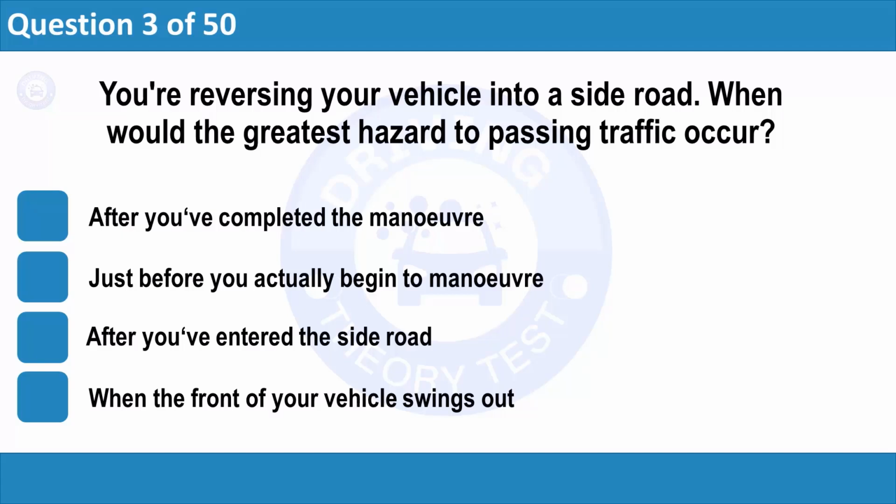You're reversing your vehicle into a side road. When would the greatest hazard to passing traffic occur? After you've completed the manoeuvre. Just before you actually begin to manoeuvre. After you've entered the side road. When the front of your vehicle swings out.